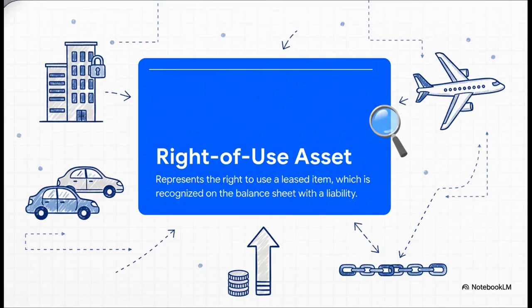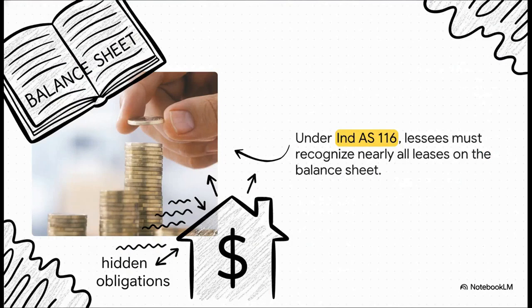Ind AS 116 totally fixed this. It introduced this new idea of a right-of-use asset. Basically, if you have the right to use a building, or a fleet of cars, or an airplane for several years, that right is now considered an asset. And of course, the obligation you have to pay for it is now a liability. So what this means is that almost all leases are now brought on balance sheet.